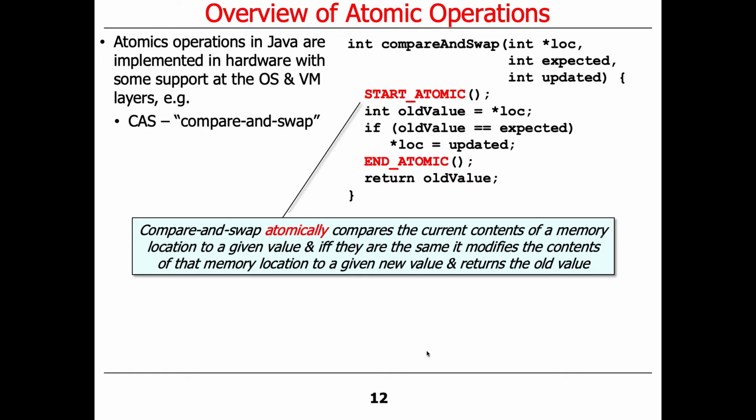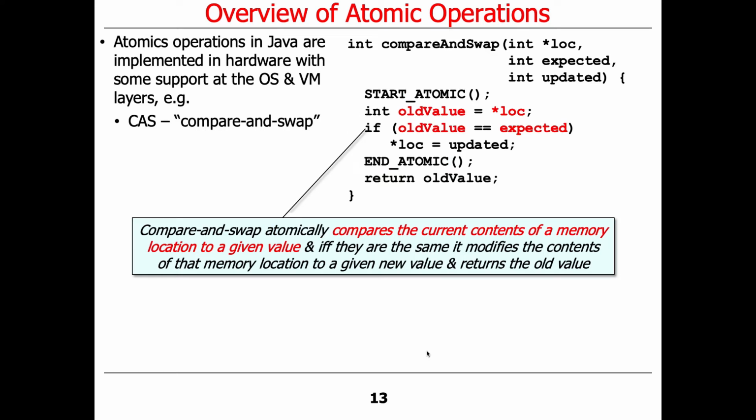Now, I've written this in a C-like manner to emphasize its low-level nature. So here is the memory location, here's the expected value, here's the updated value, and the whole thing from start atomic to end atomic will all be done in one fell swoop. Again, this is sort of pseudocode, if you will, but however this is implemented, it's typically implemented in hardware, probably with VHDL or whatnot. This set of steps is done atomically. And what does that mean? It means all or nothing.